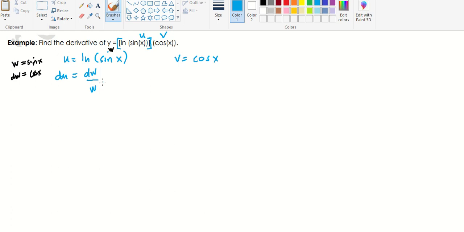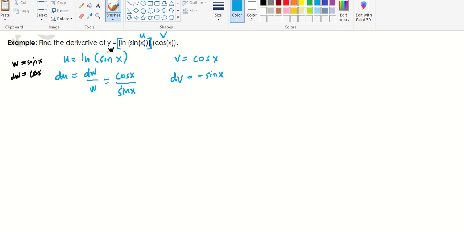Alright, pero same process pa ng ginawa ko actually. Ginawa ko lang na ln w. So, again, ang gawin na lang natin ngayon ay i-substitute natin yung dw. So, ano ba ang derivative ng w? That is cosine x, over, ang w naman natin ay sin x. Alright? So, okay na yung du natin, okay na yung u, okay na yung v, dv na lang. Ang dv natin is, ano bang derivative ng cosine x? Negative sin x.